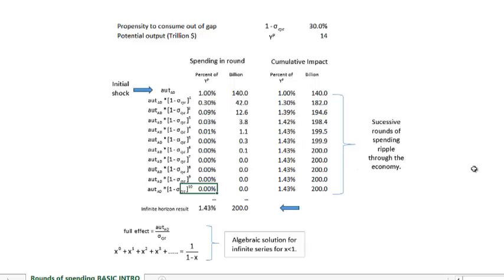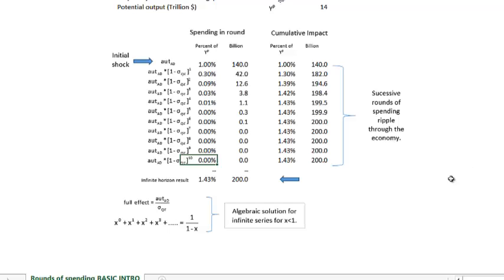So once again, you can verify these shocks and do the arithmetic. Now, there's something that you may have learned, and that's what is known as an infinite series. An infinite series tells us that if we take some number x, and let's assume that x is between 0 and 1, and we take the sum of x to the 0th plus x to the 1st plus x to the 2nd plus x to the 3rd and so on, we will end up with an algebraic solution for the infinite series of 1 over 1 minus x.